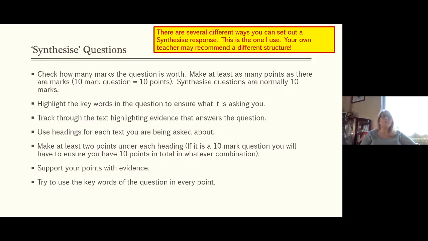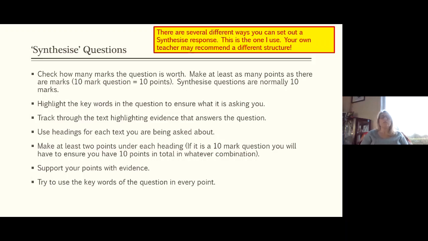You then, when you're responding, this is my suggestion. I have put at the top there a little bit of a disclaimer. There are several different ways you can set out a synthesized response. This is the one that I use with my students. Your own teacher may recommend a completely different structure, so please bear that in mind. Obviously, if you've got 2 alternatives, you might decide one is better than the other, so it's entirely up to you.